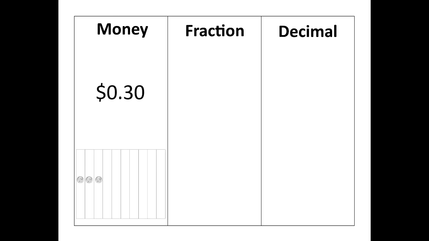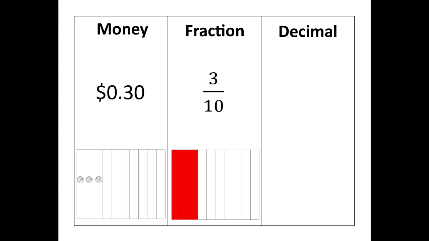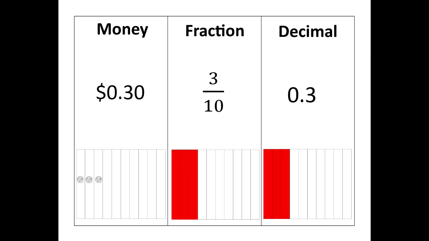If I have 3 dimes, I have 30 cents. I would have 3 out of the 10 dimes to get my whole dollar. 3 out of 10 is 3 tenths. So, to represent 30 cents as a fraction, I would say 3 tenths. And to represent it as a decimal, I would say 0 and 3 tenths.